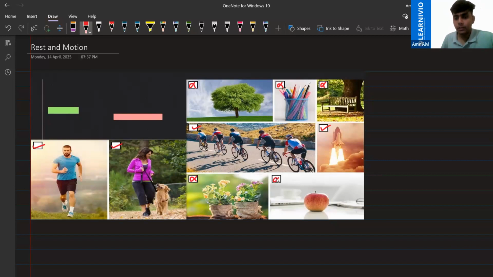So from the figure itself, we can easily identify which of the following bodies is in motion and which of the following bodies is not in motion.